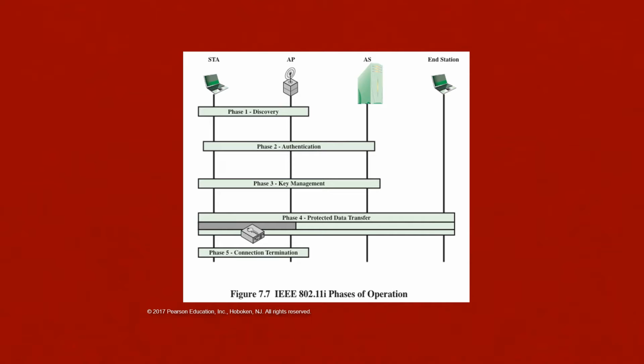One new component is the Authentication Server, AS. The rectangles indicate the exchange of sequences of MPDUs. The 5 phases are defined as follows.